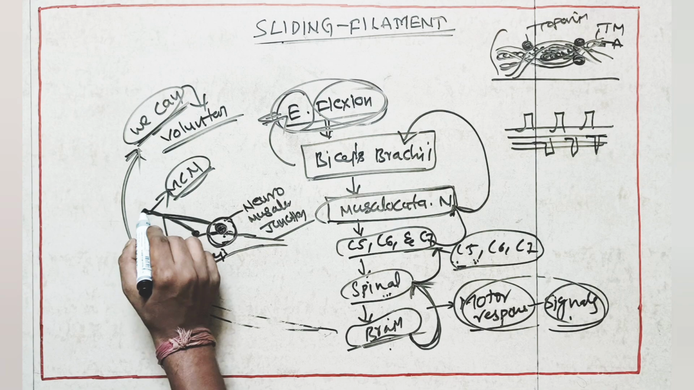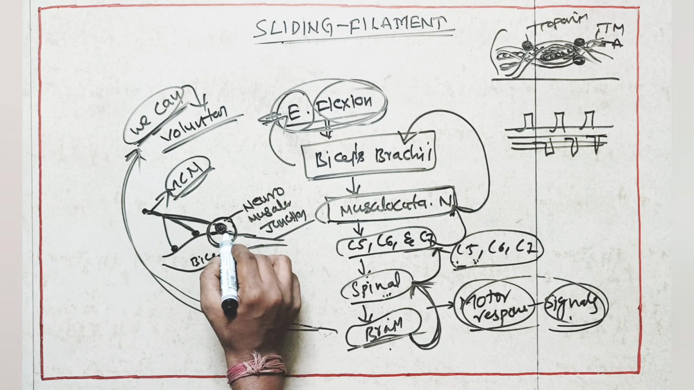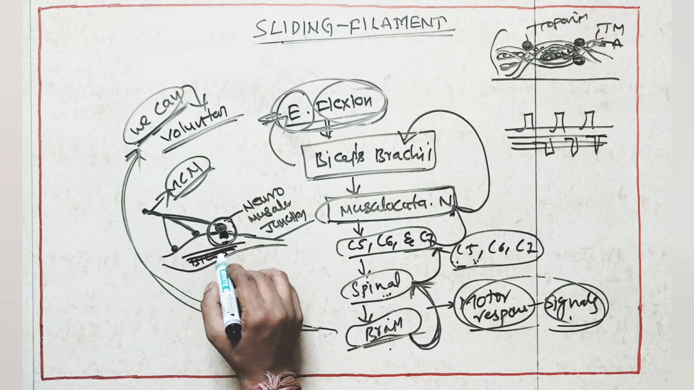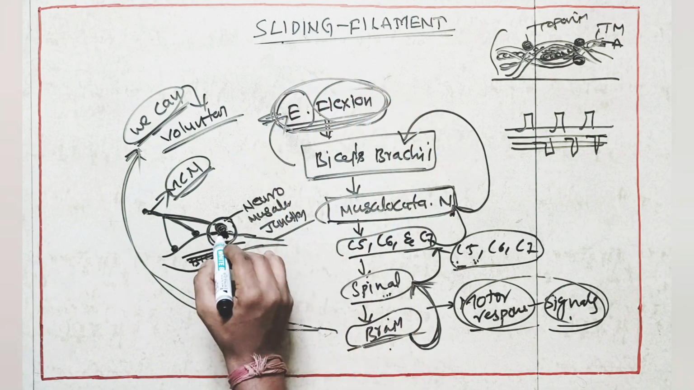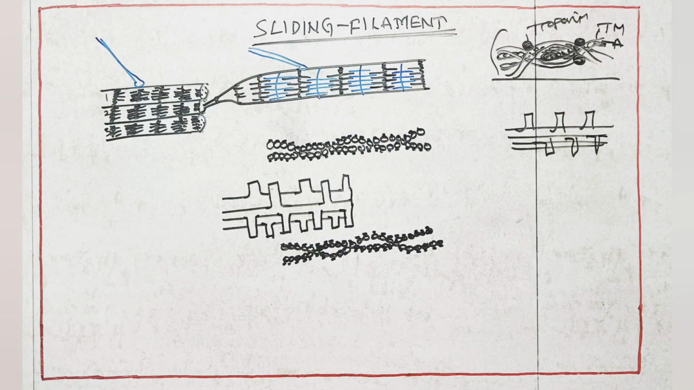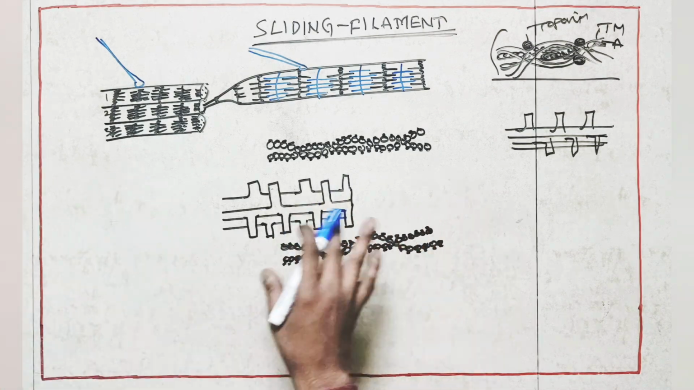From here the nerve gives signals, or impulses, to the muscle. Then the muscle will contract and do flexion. How the muscle contracts, we will see in the sliding filament theory. Clear? This is about sliding filament theory. We will go in a very easy way.